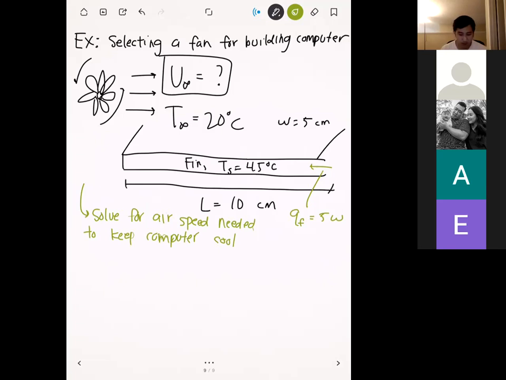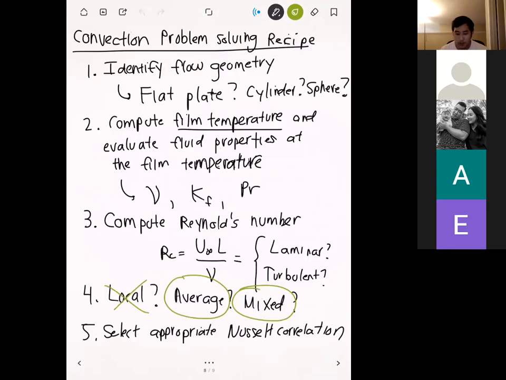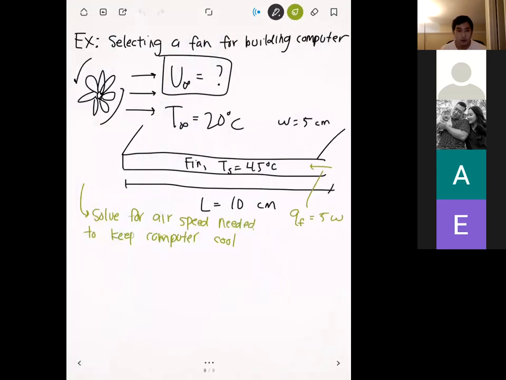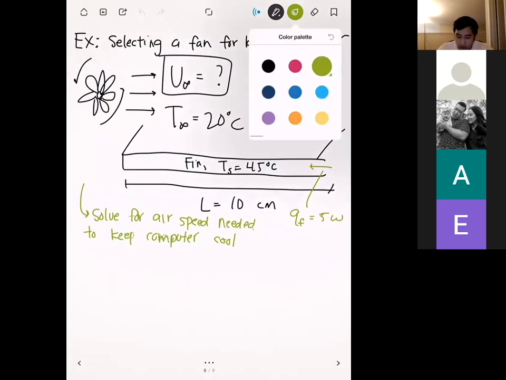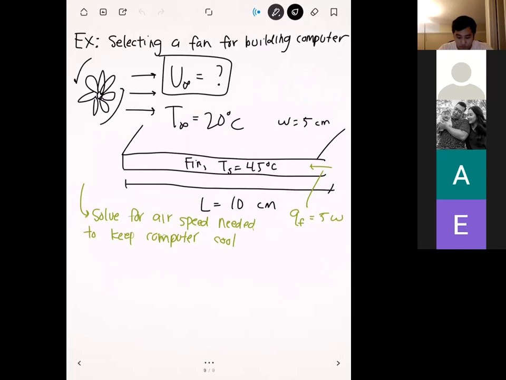All right, and so it's a little bit of a twist on the problems that we've looked at before, but what you'll see is that we can use the same convection problem solving recipe that we went over here, and use this to solve this problem. Any questions on the problem setup here? Okay. All right, and so let's follow the convection problem solving recipe, and then let's start filling in each of those parts.